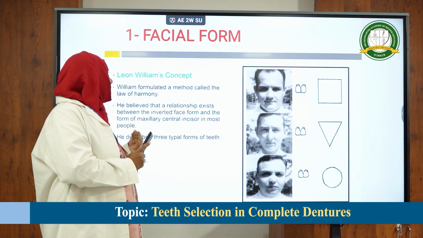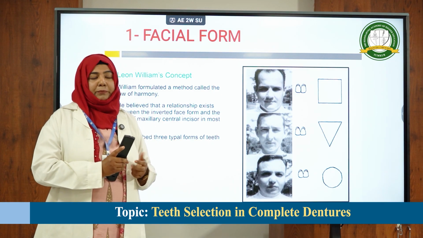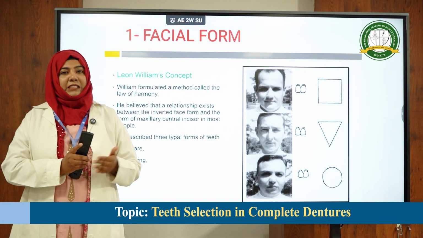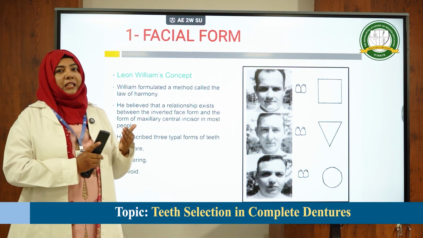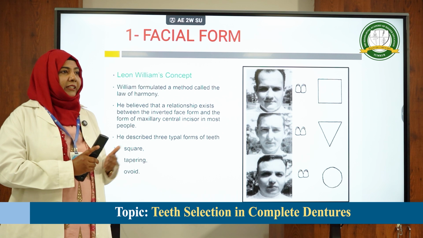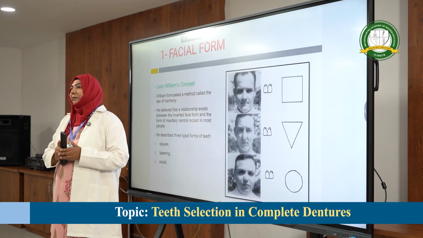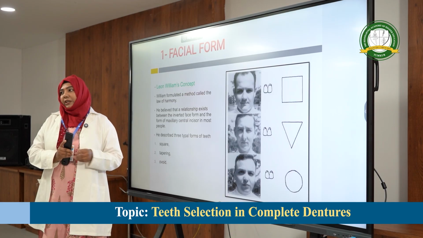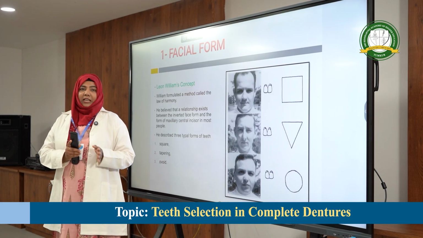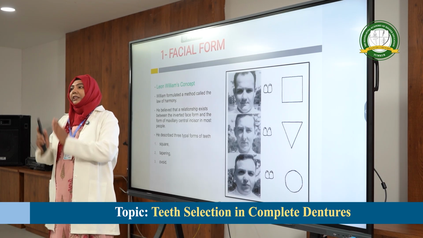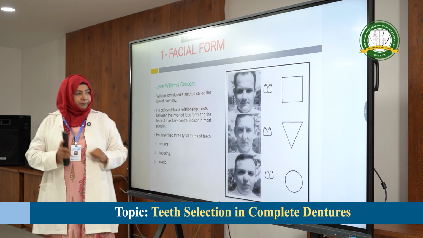We have a concept called the Leon Williams concept. What he believed in his concept was that a relationship exists between the shape of the teeth and the shape of the face. He stated that the shape of the teeth should be the inverse of the shape of the face. What he means here is, for example, if the patient has a face which is tapering downward, then the teeth should be tapering upward.